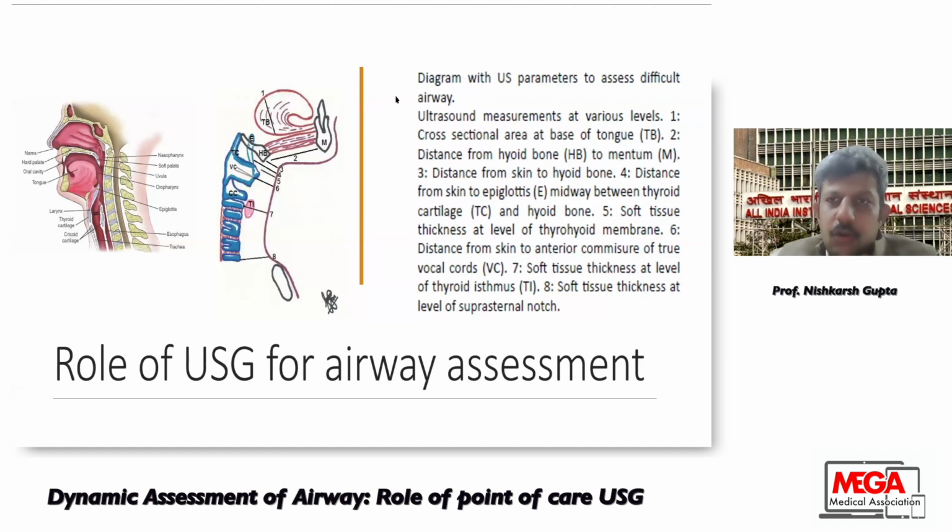When we take a cross-sectional ultrasound image, what we see is, M is basically the mentum or the mandible part. Then we have the tongue. Then this is the cross-sectional area of the tongue. Then we have the distance from the mentum to the hyoid bone, the mento-hyoid distance. Then 3 is the distance from the skin to the hyoid bone, and then the distance from the skin to the epiglottis. This big structure is the epiglottis.